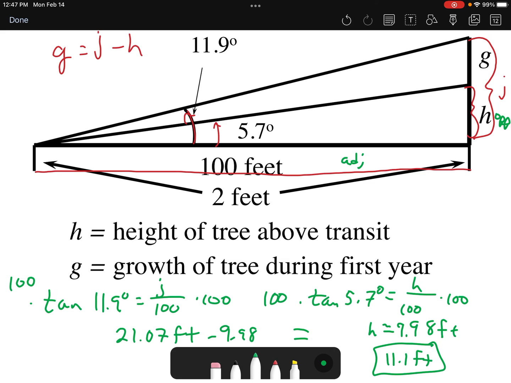So we have a worksheet over right triangle trig. Make sure you ask questions if you don't understand something.